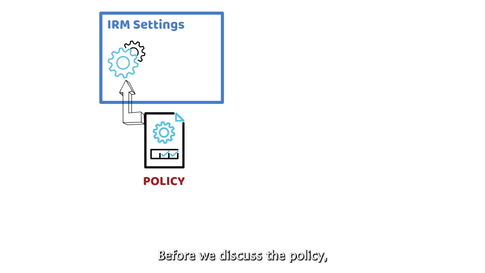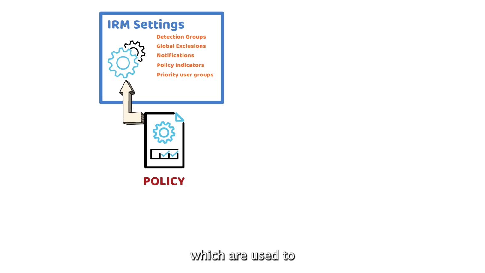Before we discuss the policy, it's important to understand the IRM settings, which apply to the entire IRM solution. Some of the settings include detection groups, which are used to detect user activity around specific SharePoint sites or sensitive info types. Global exclusions: same groups as the above, but in this case you're excluding those groups. Policy indicators such as office indicators, device indicators, or risky browsing indicators. Priority user groups if you need to monitor specific users. Privacy: this setting will keep the usernames anonymized or pseudonymized within the IRM.